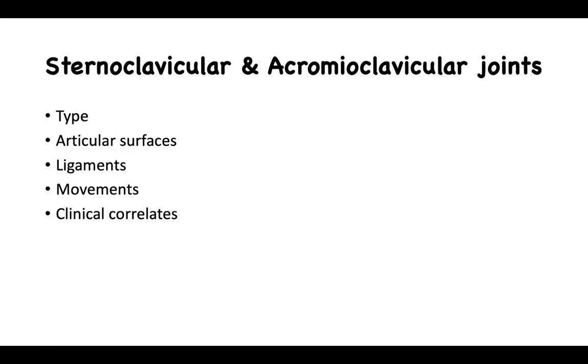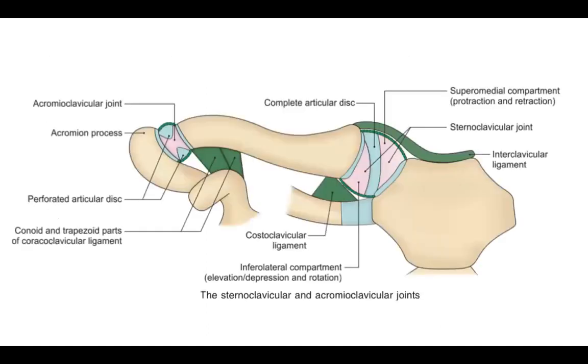The sternoclavicular joint and the acromioclavicular joint are two joints related to the clavicle. This is the clavicle bone, and as we know, it is the only long bone which is transversely seated in the human body. It has two ends, the sternal end and the clavicular, or the acromial end. The sternal end will articulate with the sternum, forming the sternoclavicular joint. The acromial end will articulate with the acromion process of the scapula to form the acromioclavicular joint.